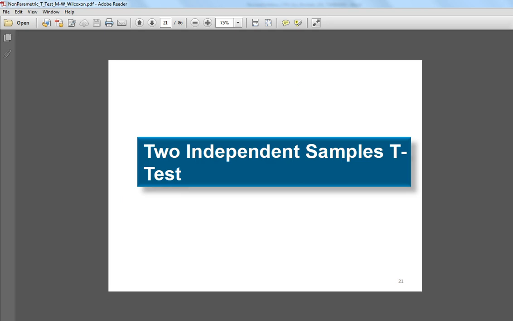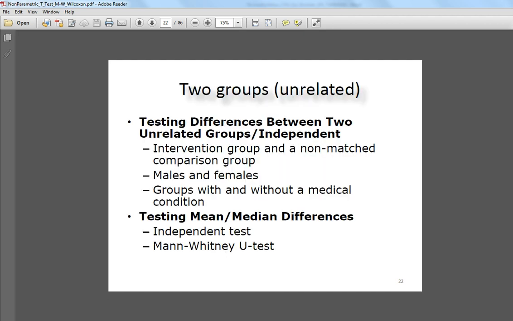Let's proceed to two independent sample t-tests. Two independent samples, it's plural. So two independent samples t-test. Now this time, from the word two independent samples, these are two groups that are unrelated, and you are now testing the differences between the two unrelated groups, or what we call the independent samples.